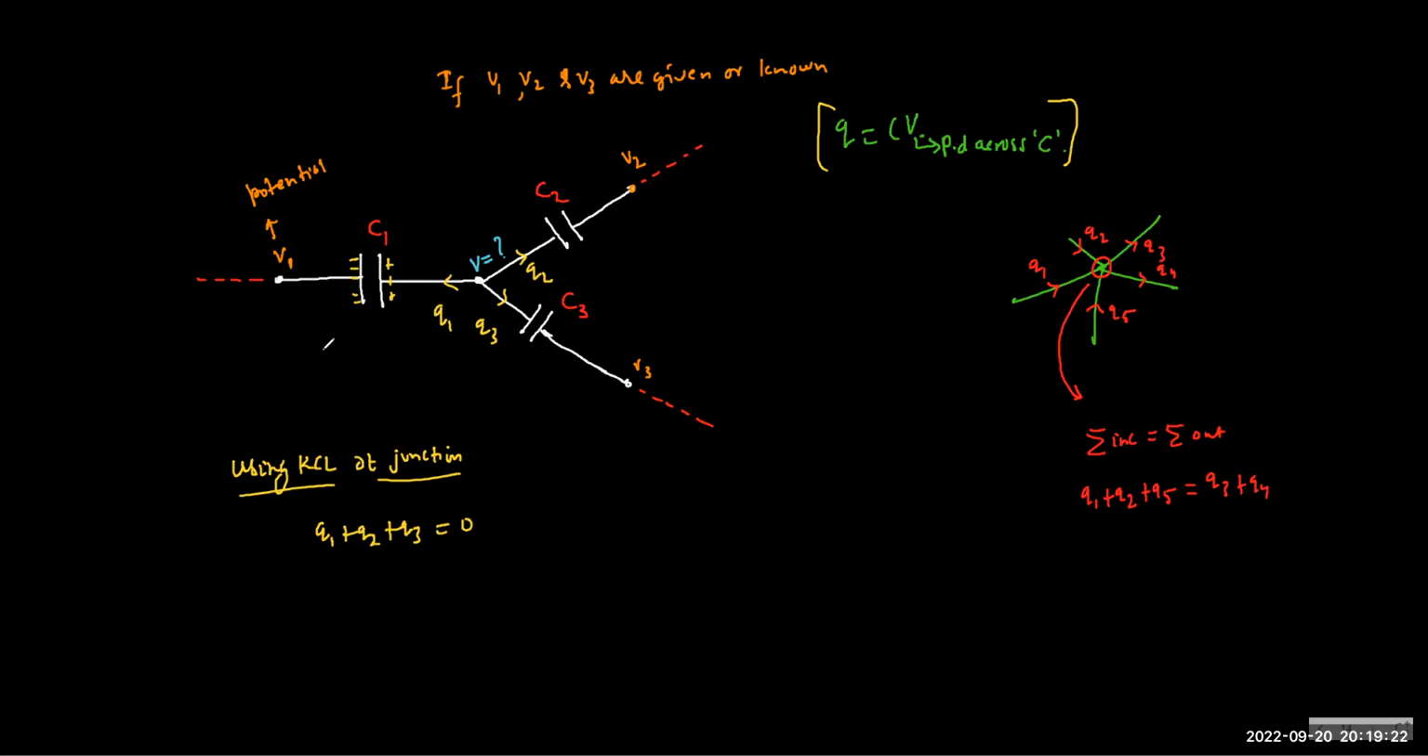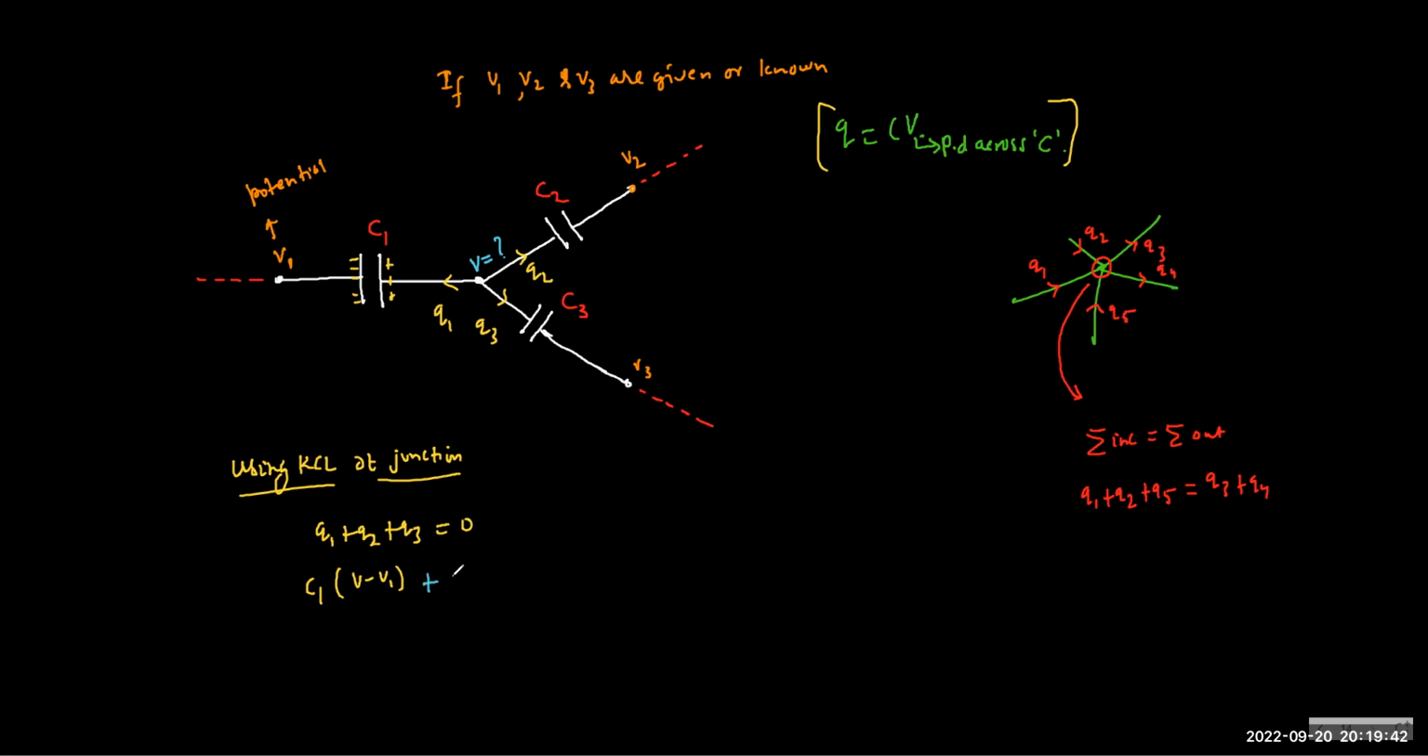Okay. So tell me guys, what should I write here? C1 into V minus V1. Very good. Do you guys agree with what Christoph said?